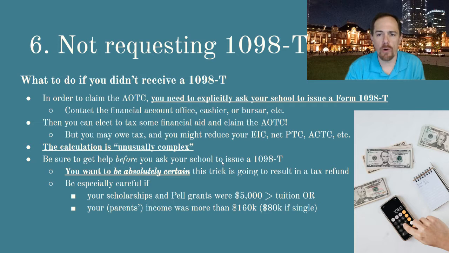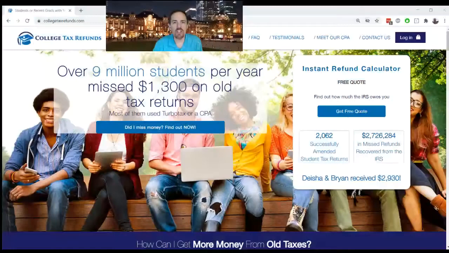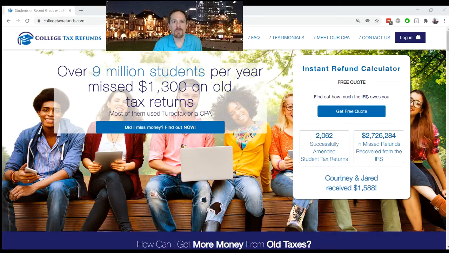So how do you know for certain? How do you determine that you are actually owed money by the IRS on your old taxes? How do you know for certain whether you should ask the school to give you a 1098-T? The answer to that is by using collegetaxrefunds.com. This is the website that I created to help recent college students like you find out exactly how much money you missed on your old taxes, completely for free.